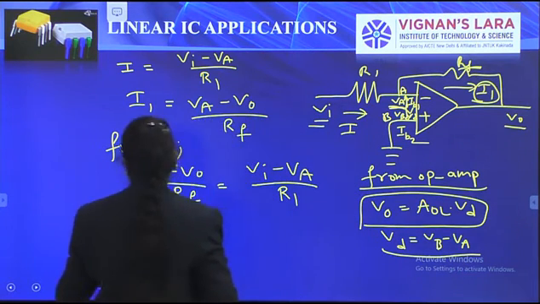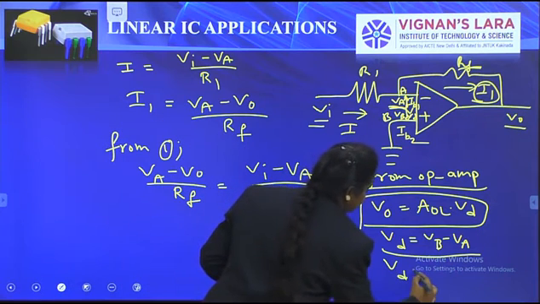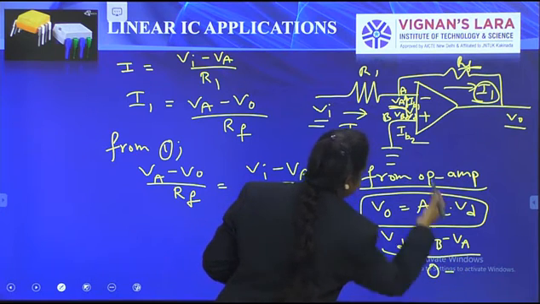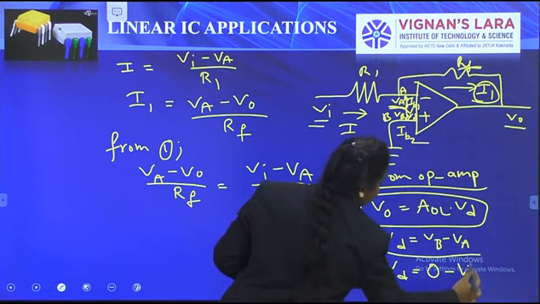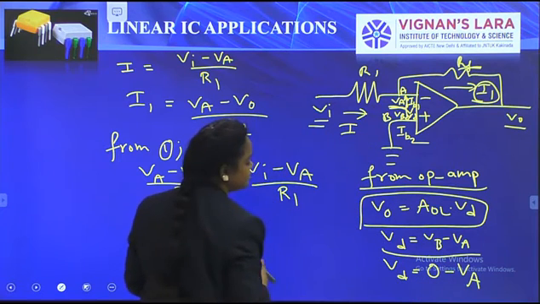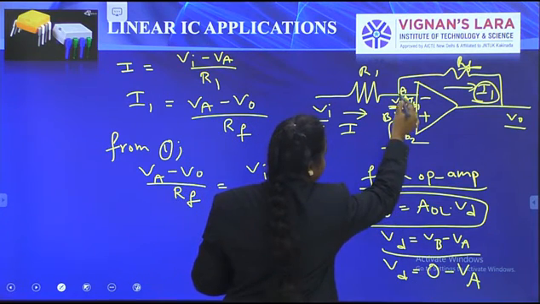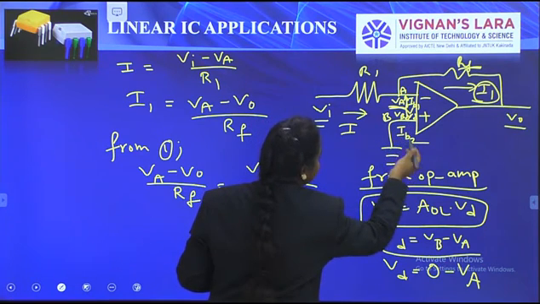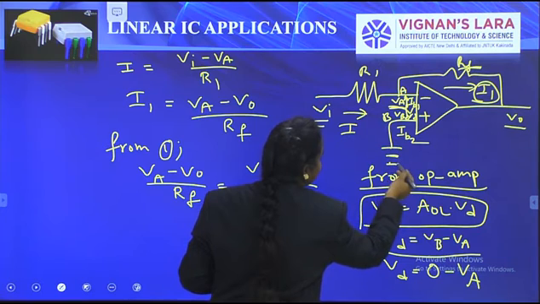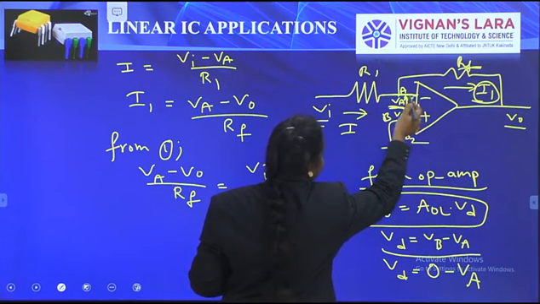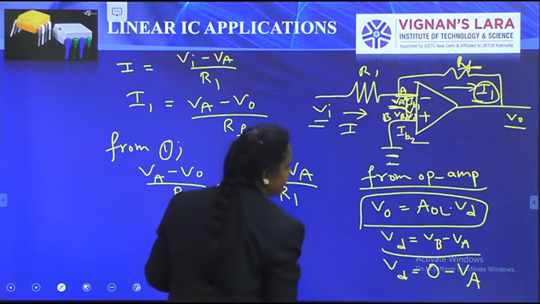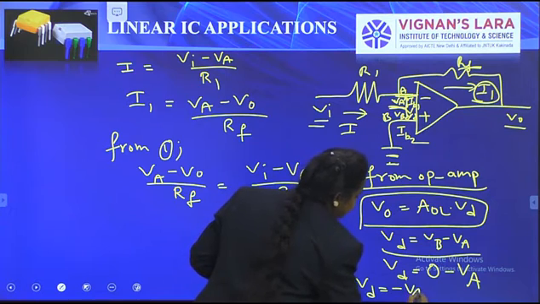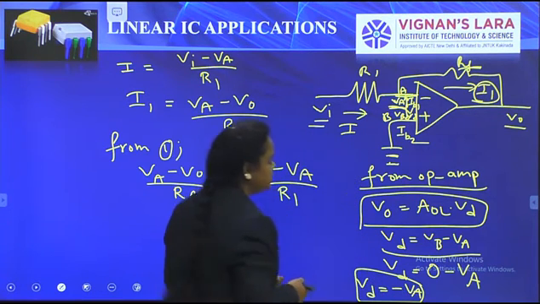VB is taken as 0 because the non-inverting terminal is connected to ground, and the voltage at the inverting terminal is VA. So we get VD is equal to minus VA.